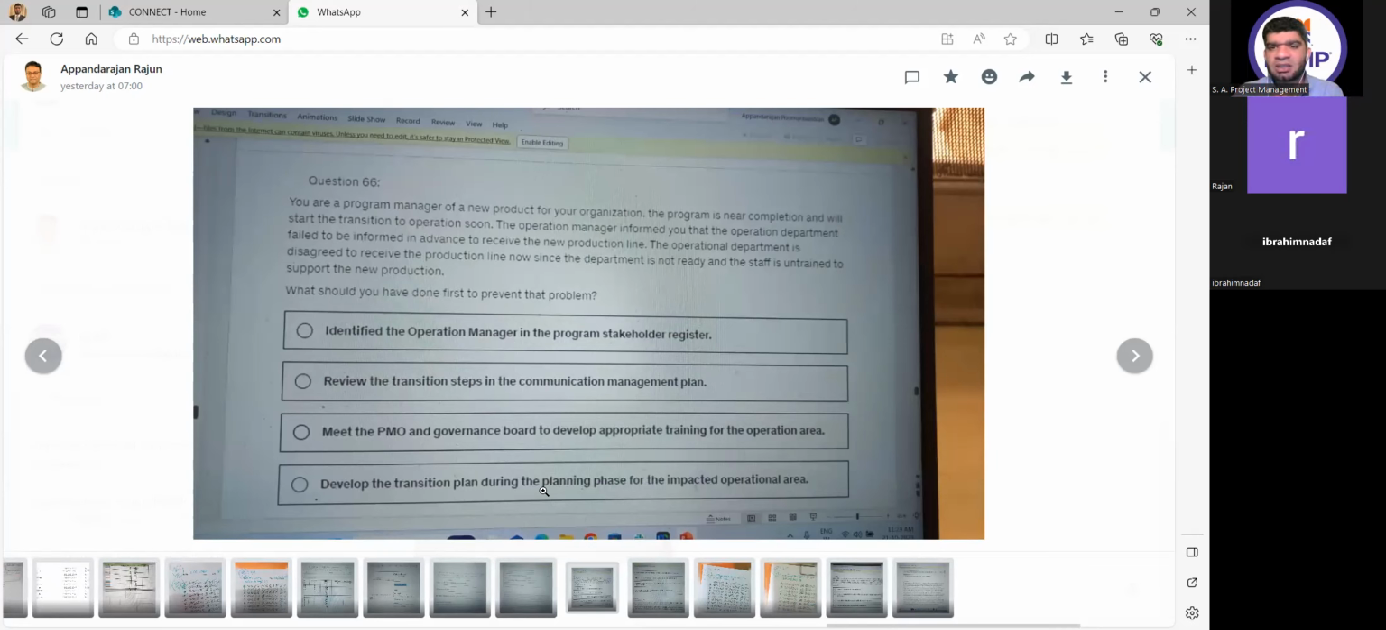But in this case, the only thing we have to see is which is more probable to happen, because when we are talking about the plan, you cannot rule out the transition plan just because it's not in the planning phase. Planning phase here is just a general word. The plan should be there, and then you go to the operation step.